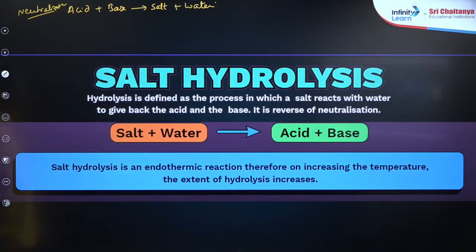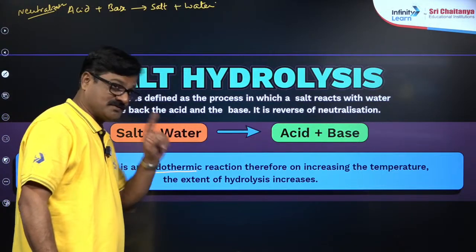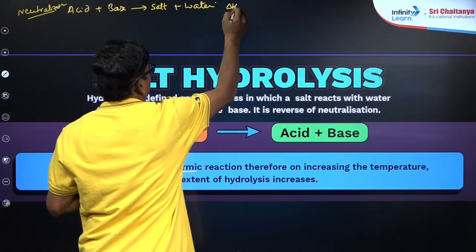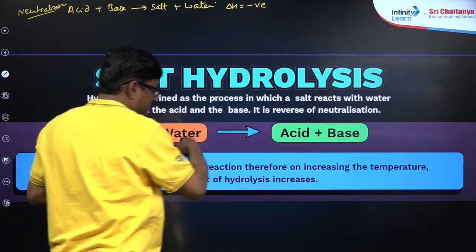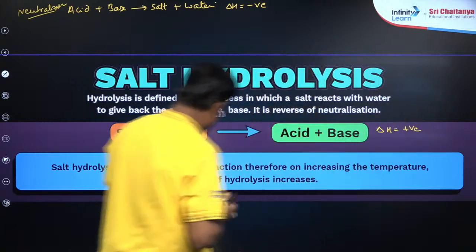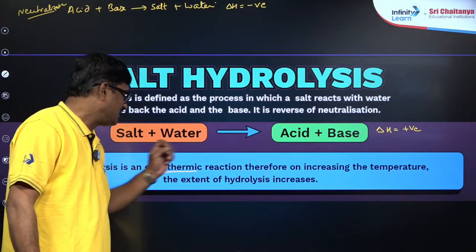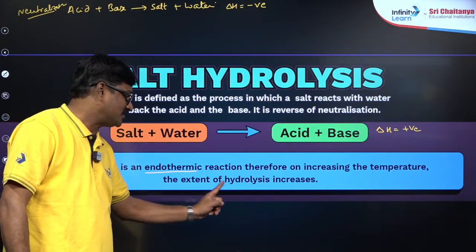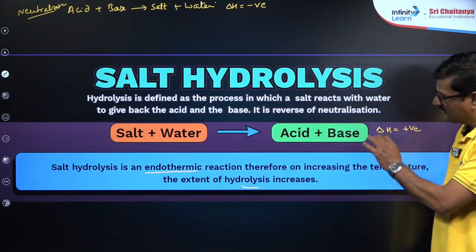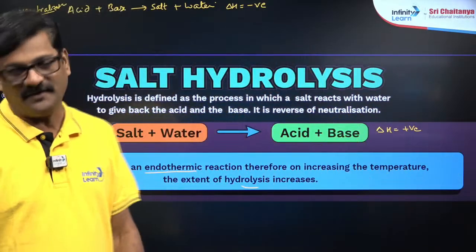So neutralization is an exothermic process. So the reverse is supposed to be an endothermic process. It is an endothermic process. Therefore, on increasing the temperature, the extent of hydrolysis also increases. That's very, very important. See how logically the statement is given. That is the beauty of chemistry. Agree?